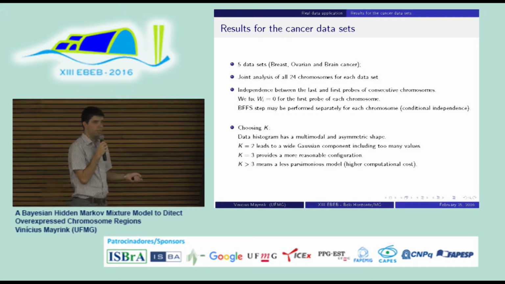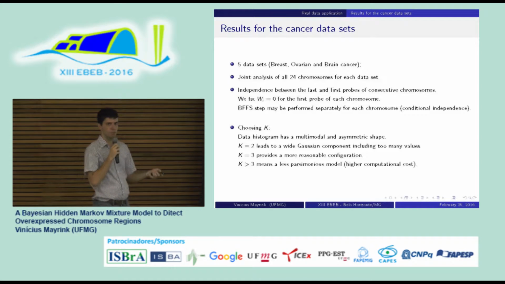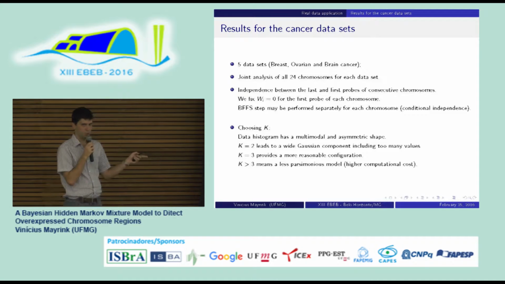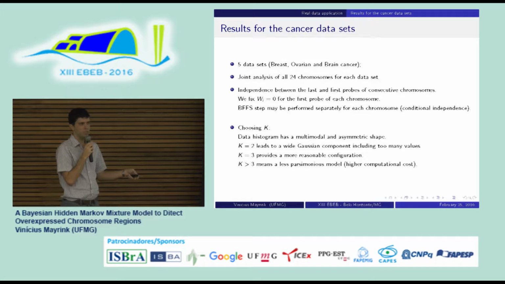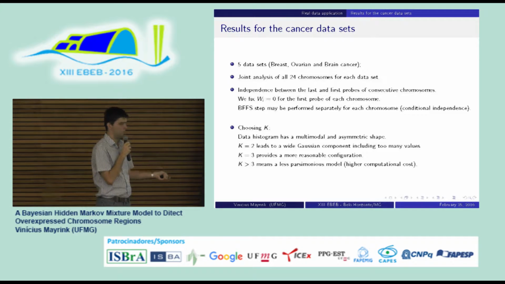The choice of K, how many gamma components we are going to use. We have tried K equals 2, but that leads to a very wide normal component, including values considered very low to be overexpressed values. So we have tried K equals 3, which has the results I will show in a minute, and we have tried K larger than 3. The results are pretty good with 3, and if we increase, this will only increase the number of parameters to estimate, so we decided to be parsimonious and use K equals 3, given that the results are very nice.